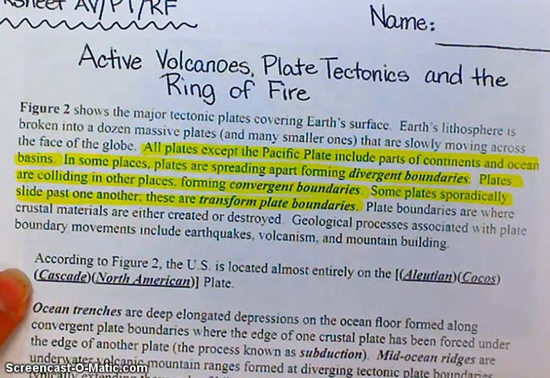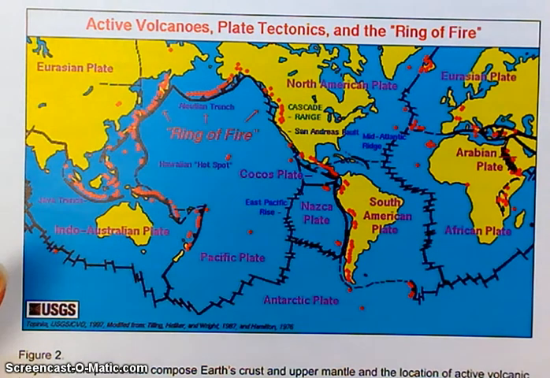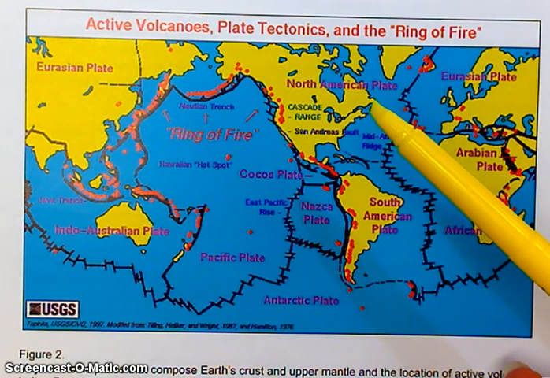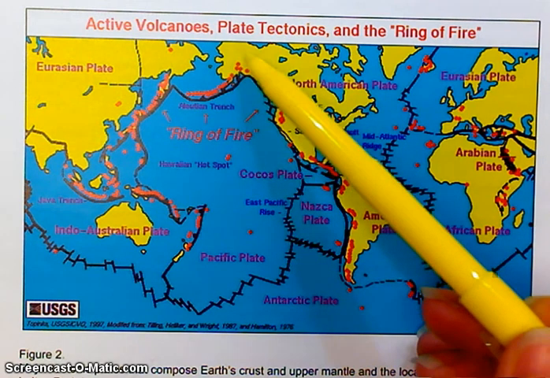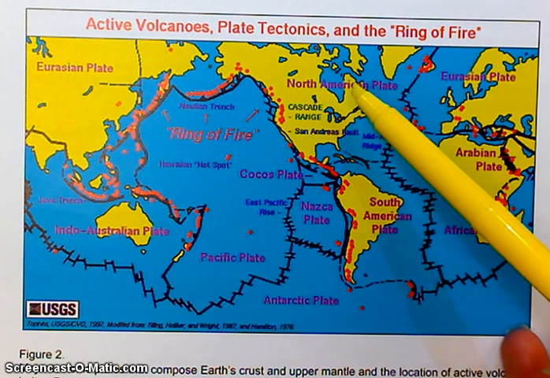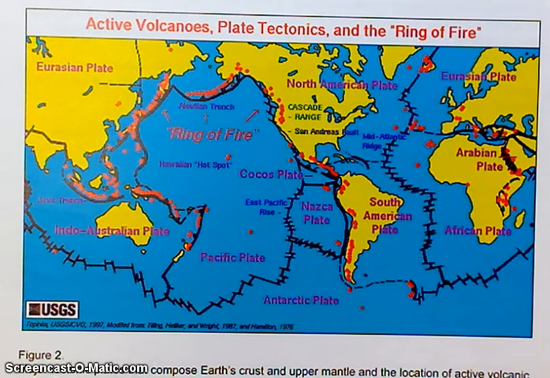All right, so here we go. It says, according to figure 2, the U.S. is located almost entirely on, okay, so it requires you to know where the United States is. Where's the United States? North American plate. Okay, so here's the United States. Here's Alaska, which is part of the United States. So almost all of the United States is located on the North American plate. So your choices were Aleutian, Cocos, Cascade, North American. So pick the appropriate one and circle it.